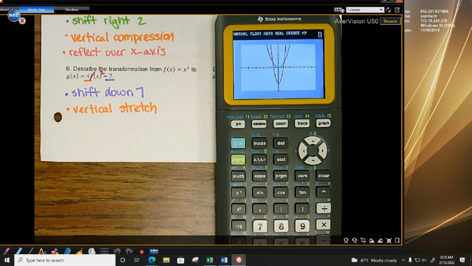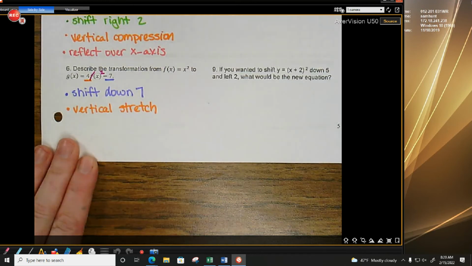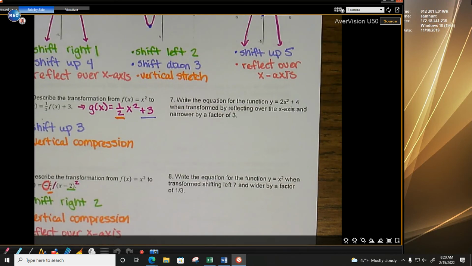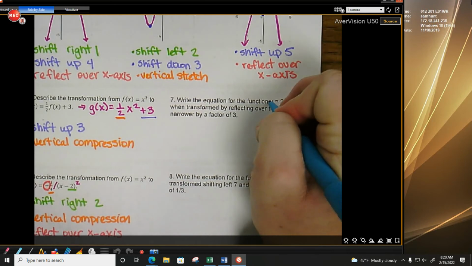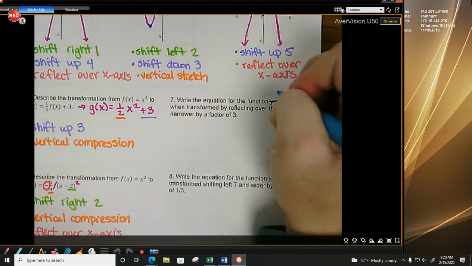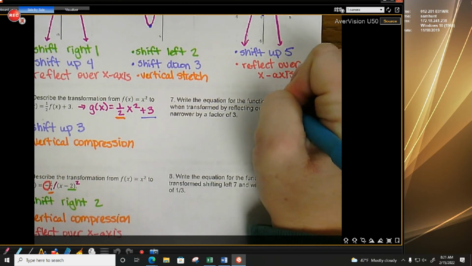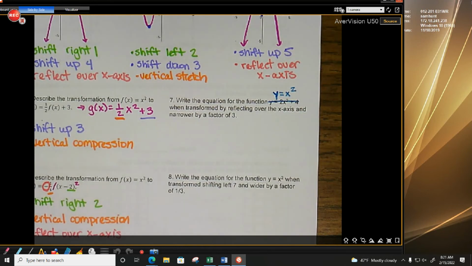Okay, now I'm going to write equations. And I'm going to change the problem slightly. Okay? Because I only want us comparing to the parent function. So I'm going to cross out this y equals 2x squared plus 4, and I'm just going to put y equals x squared. That's what we're starting with. So write the equation for the function y equals x squared when transformed by reflecting over the x-axis and made narrower by a factor of 3.